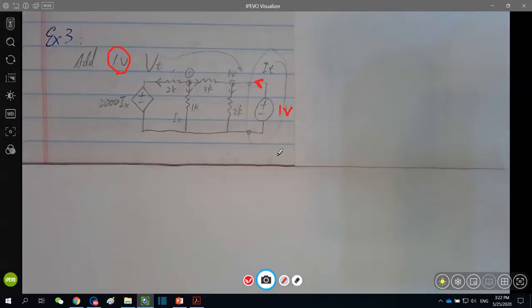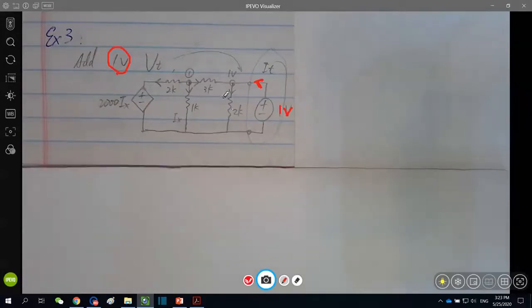Yeah, very important. And how to find this IT? Again, no more wasting time. Just step into the KCLs or KVLs. So here I'm applying nodal analysis by choosing 2 nodes up here with node voltage V1 here and 1 volt here. So yes, the node voltage at this node equals 1 volt.